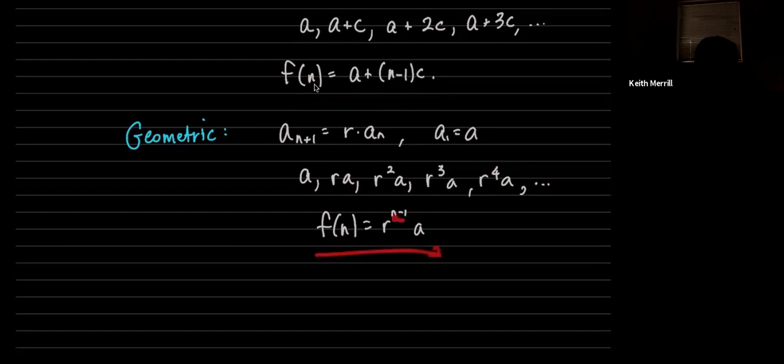If n equals 1, this exponent would be 0, so r would vanish, and we would just get a, check. For n equals 2, we'd get 2 minus 1, so that's ra, check. n equals 3, r squared a, and by now I'm pretty confident that this in fact is the correct formula. It's going to line up with all of this.